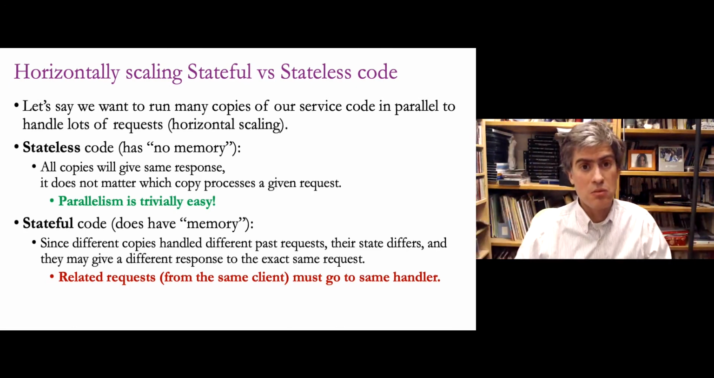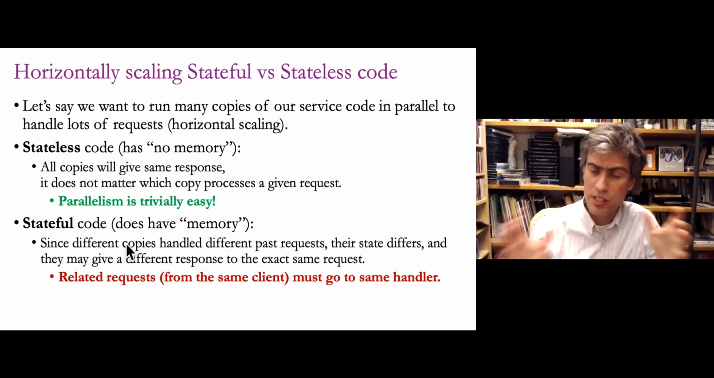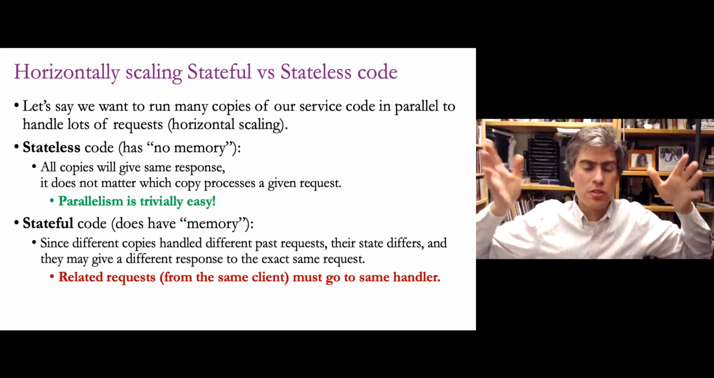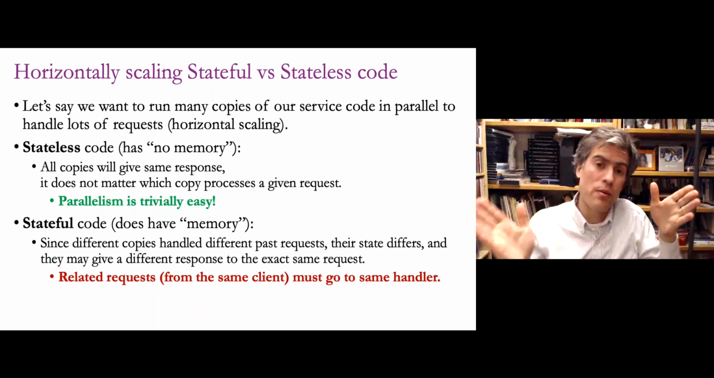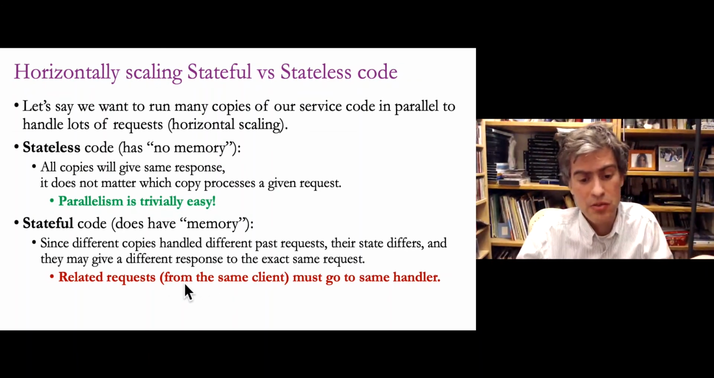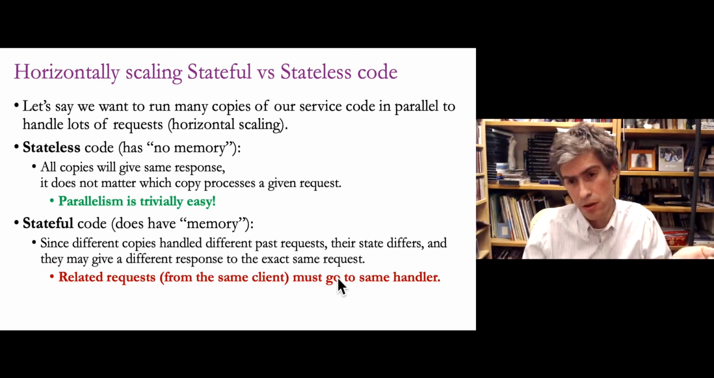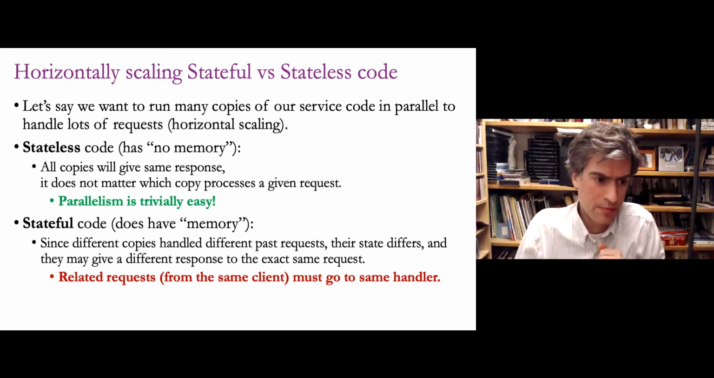Like if you've been playing the game with just that one instance, not with all these other instances. So if that's the way your system is designed, you still can scale horizontally, but you now have to have the clients, your users, make requests to the right instance of your code. So related requests, which generally means requests from the same client, have to go to the same handler, which is to say the same copy of your code. Okay. And I have a lot more slides that explain this in more detail.